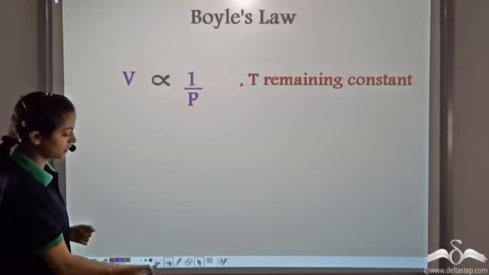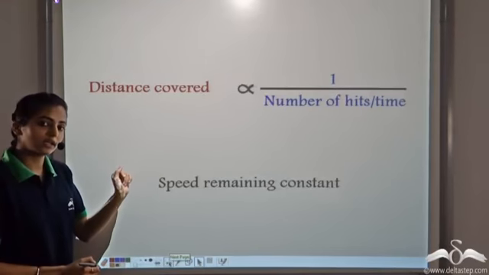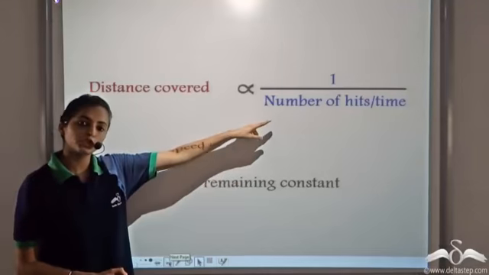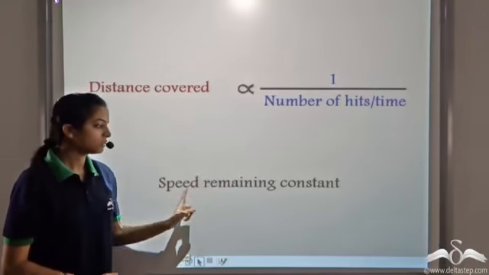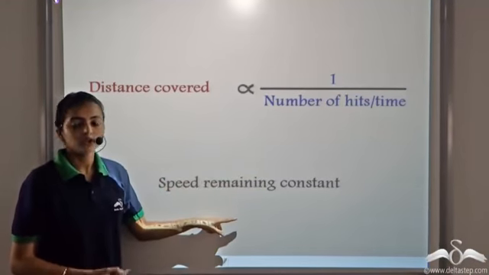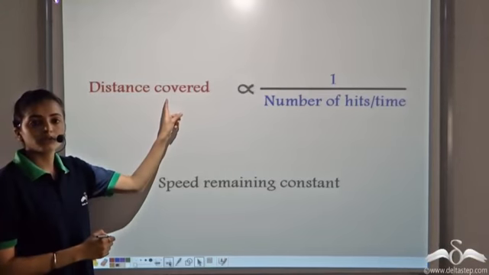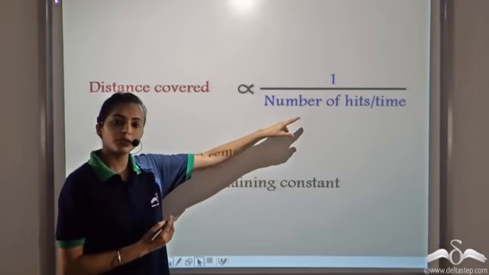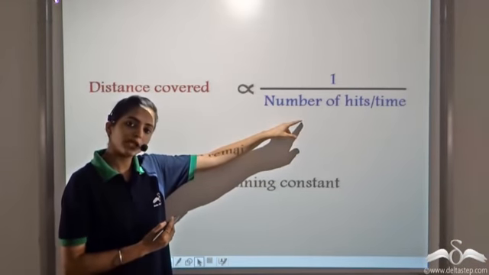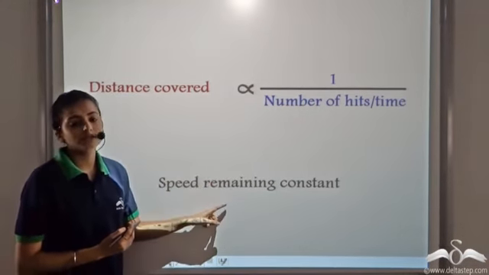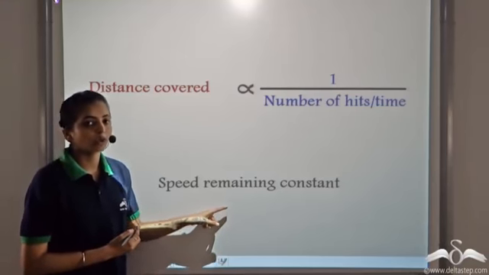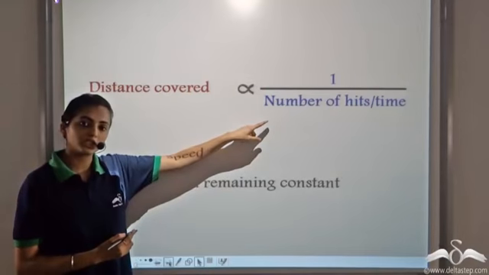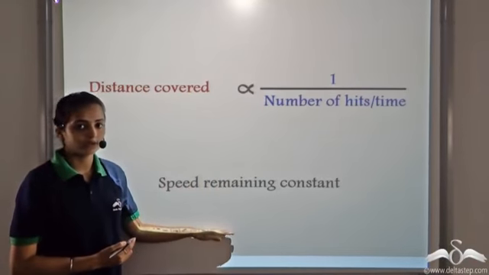This is something that we have seen through the person running. There we had the distance covered is inversely proportional to the number of hits per unit time, the speed remaining constant. So in Boyle's law, the distance covered is the volume occupied by the gas, the number of hits per unit time is the pressure of the gas, and speed is the temperature. So according to Boyle's law, the volume of the gas is inversely proportional to pressure at temperature remaining constant.